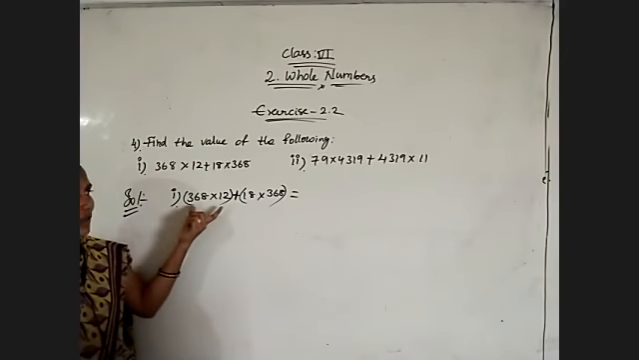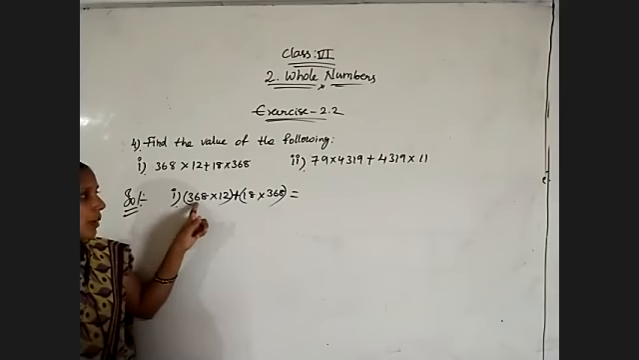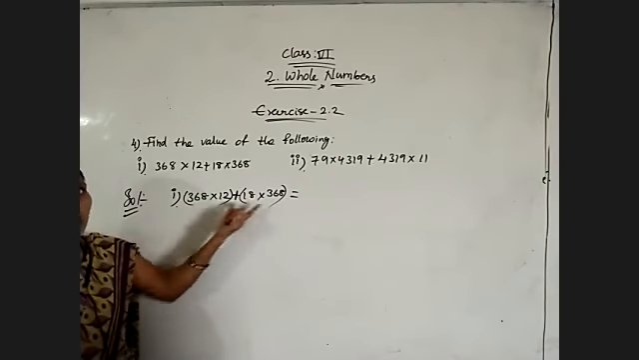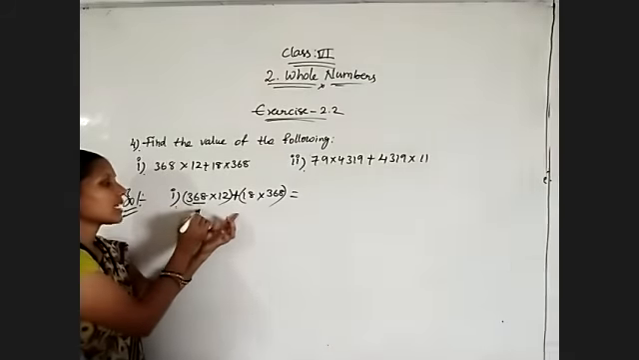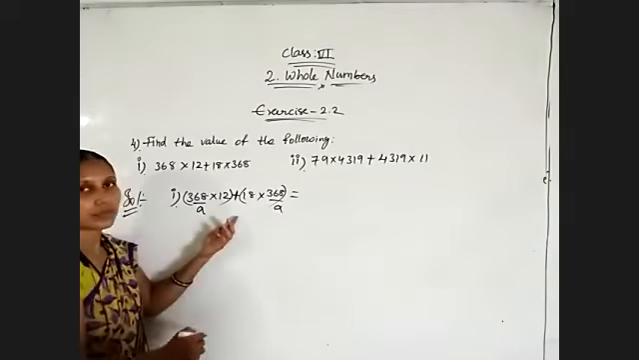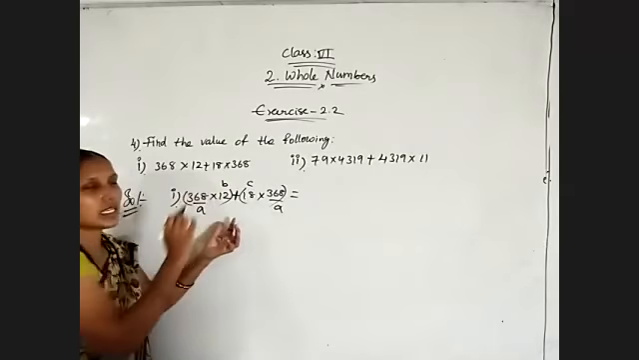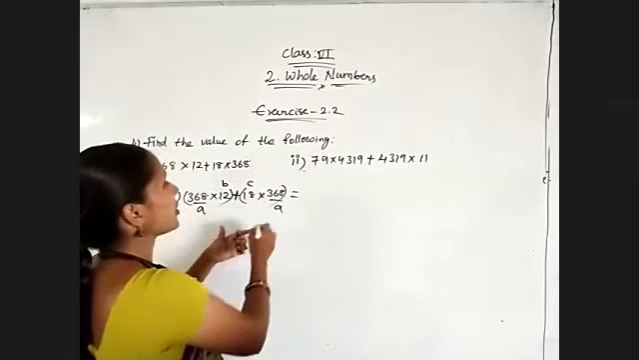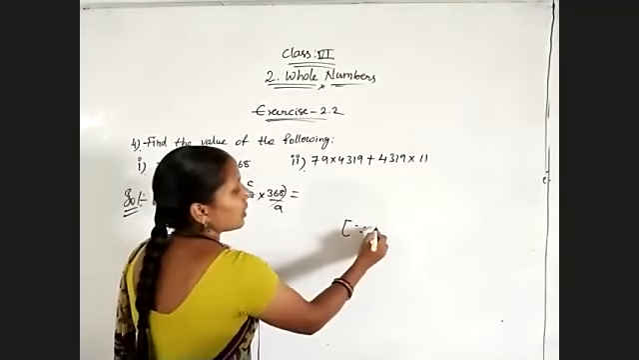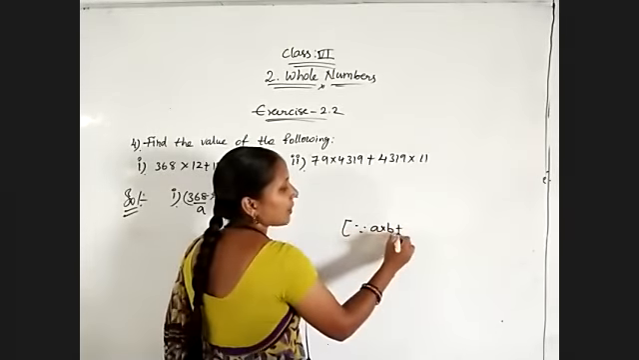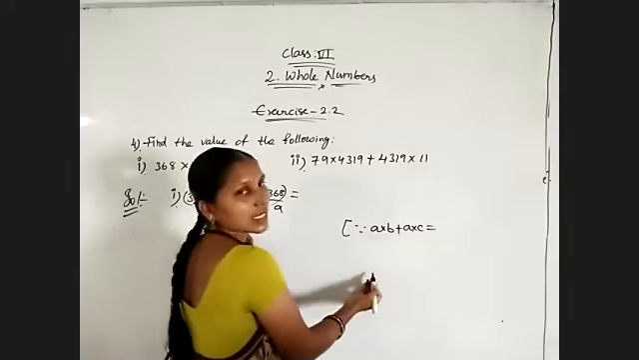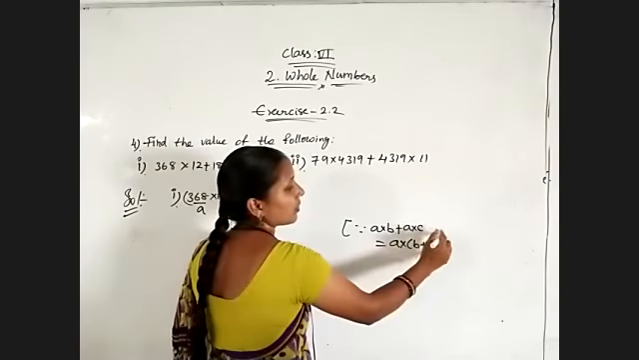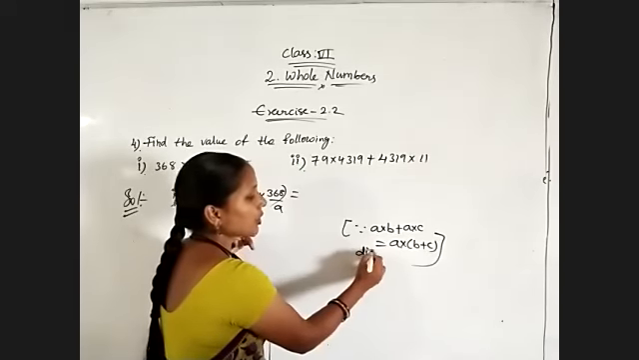Observe now. First you need to identify which form it is in. Among these two values, 368 is common for both the numbers, both the terms. So 368 refers to the A value, and this is B, this is C. So it is like the right side. That means we have the distributive property. It is in the form of A into B plus A into C. Now what is its simplification? A into B plus C. Yes or no? So it is the distributive property.